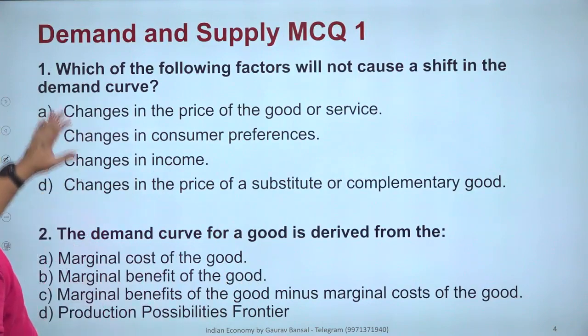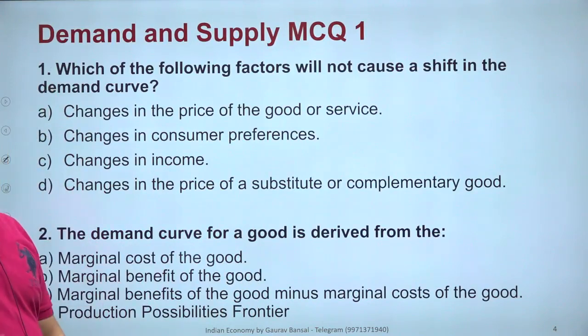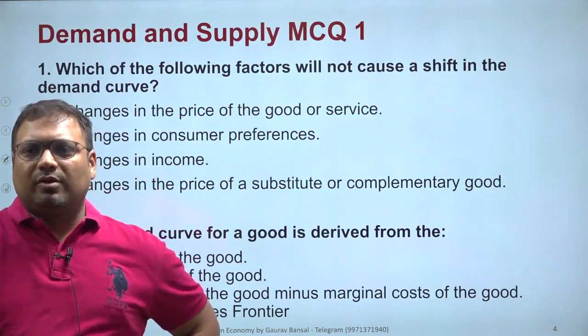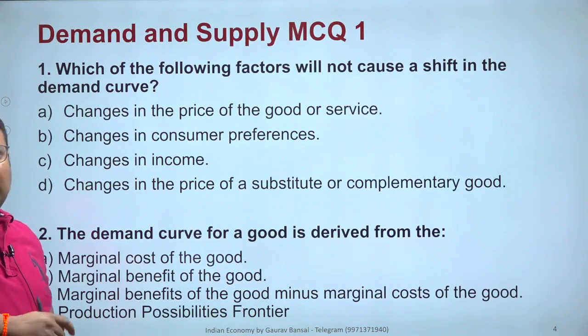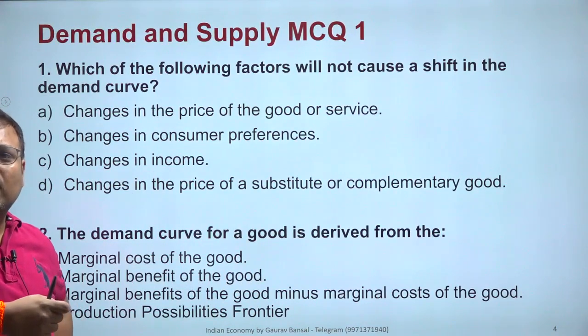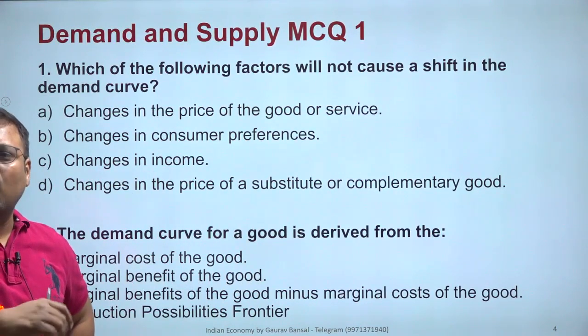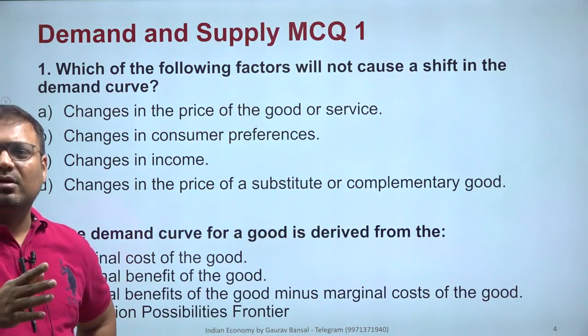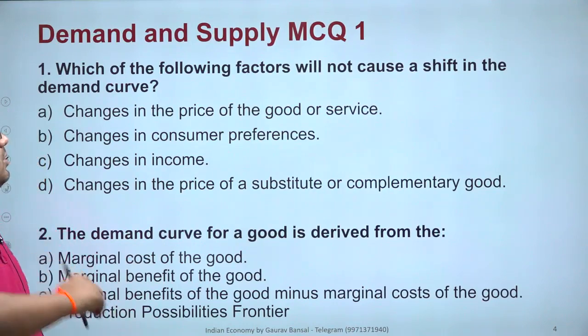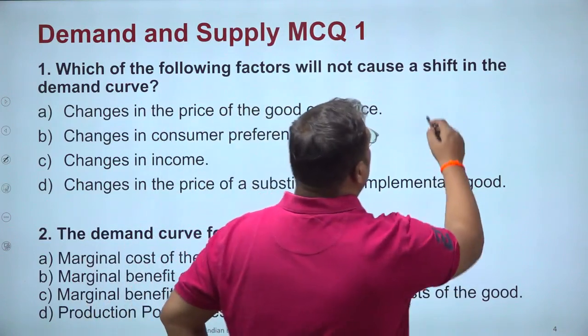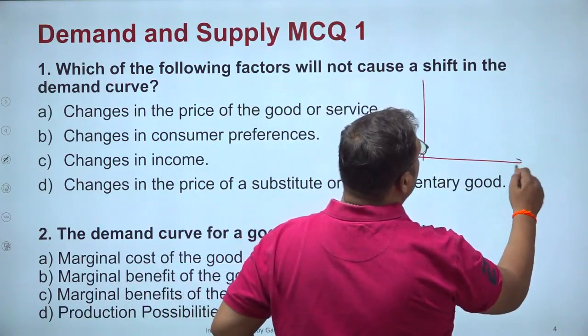Okay, now let us look at the questions. I hope you are able to read it very clearly. Let me move aside for a moment. Read question number 1. Which of the following factors will not cause a shift in the demand curve? Okay, so what causes a shift in the curve? What is the meaning of a shift in the curve?